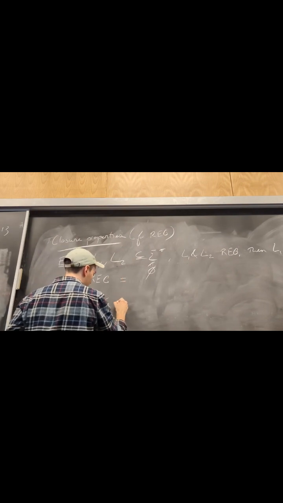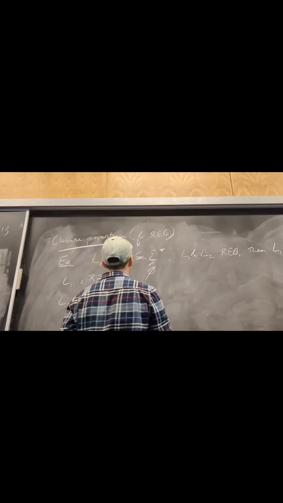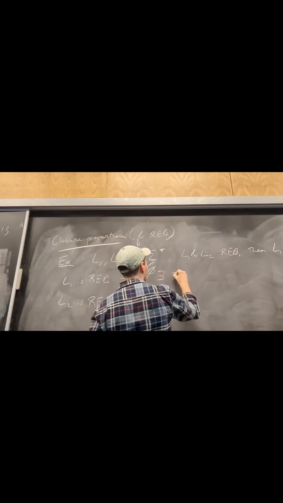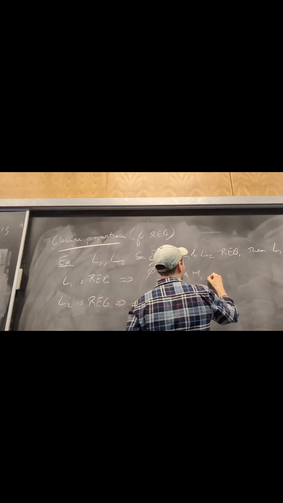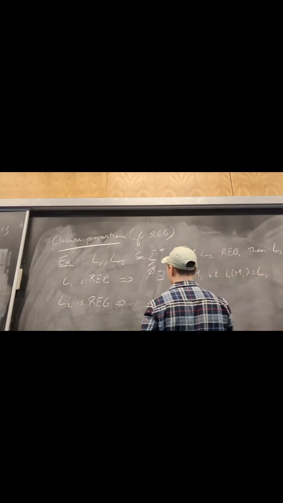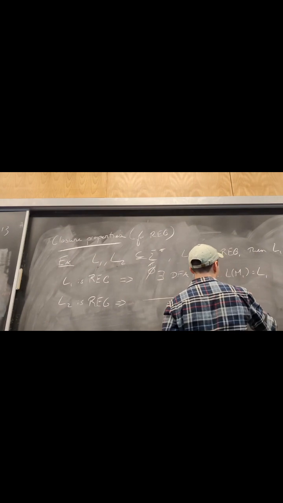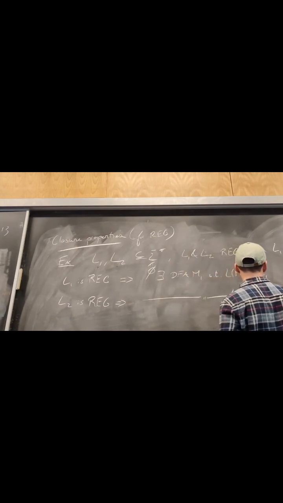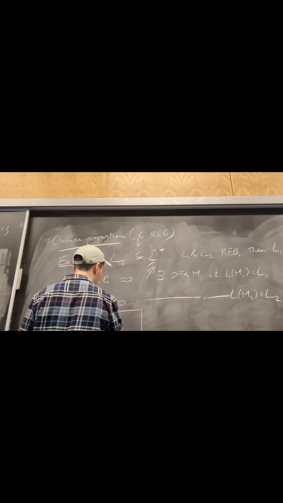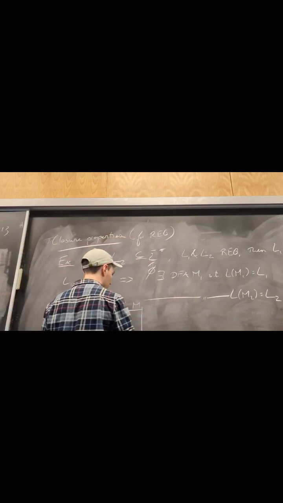So what do these two things mean? By definition of regular languages, that means that there exists a DFA M1 such that the language accepted by M1 is L1. And similarly for M2. So I have two DFAs that are able to accept L1 and L2 respectively. I know this by assumption. I don't know exactly what the DFAs look like, so let's just use boxes to represent them.